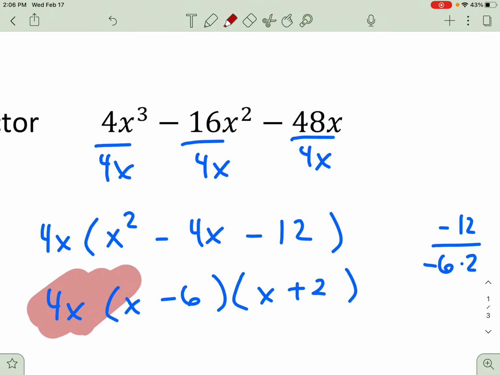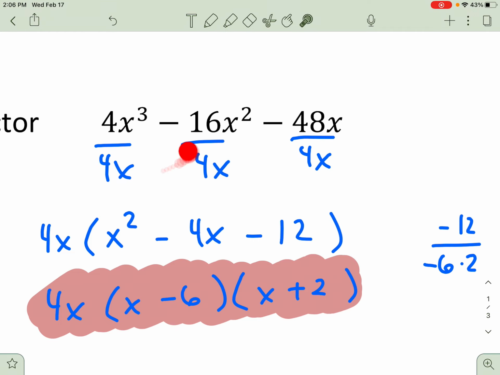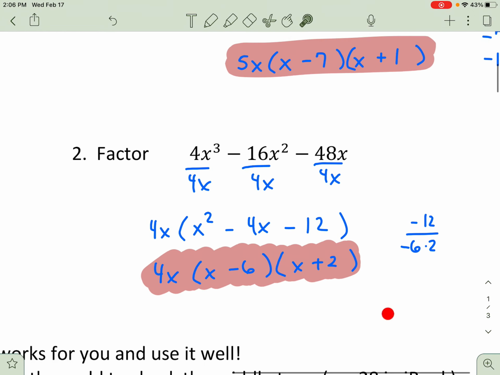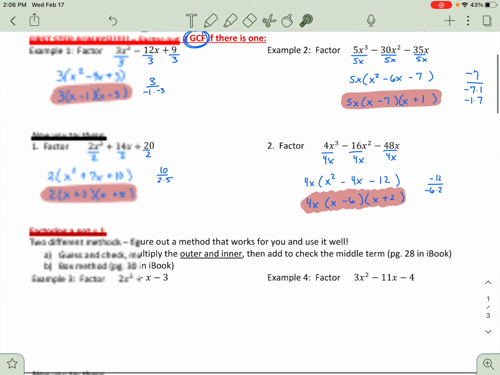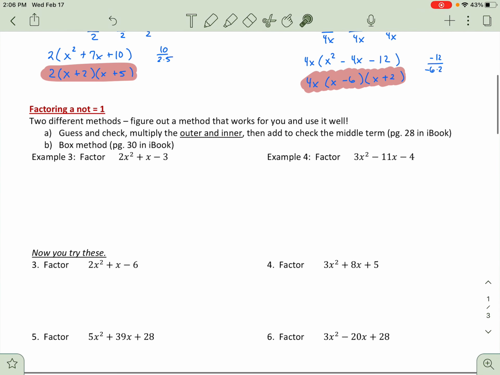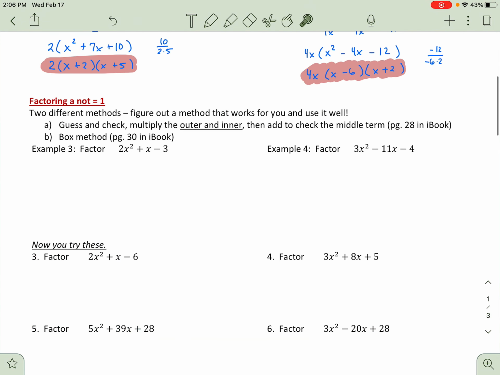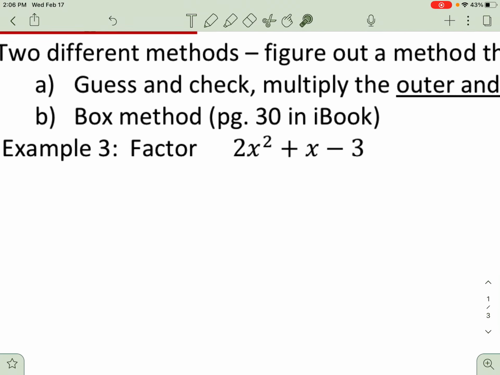Okay, so that's just a quick review of factoring, especially after you factor out the GCF. Always look for that first. Okay, now we're going to look at some examples where it's not that simple. All right, so in example number 3 and 4, we're going to look at examples.